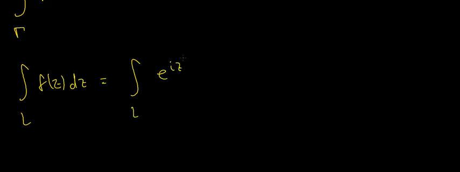I'm going to have the integral over L of f of z dz, and by the definition of f, that's just e to the I z squared dz. And just like the previous integral over gamma, I'm also going to make a substitution, and the substitution I'm going to make is z equals t e to the I pi over 4. So let's just look at this for a moment and see where this comes from.